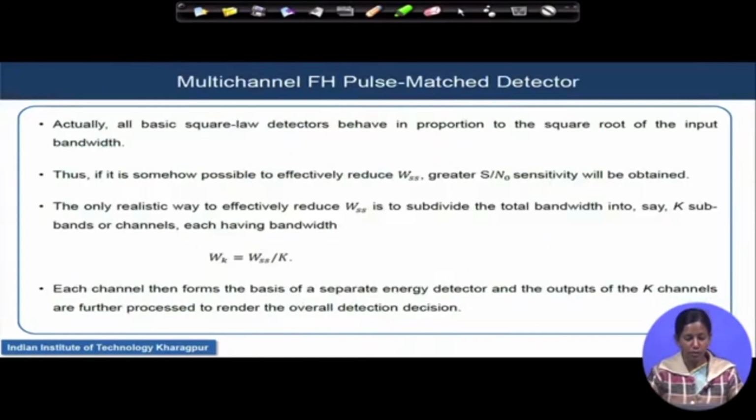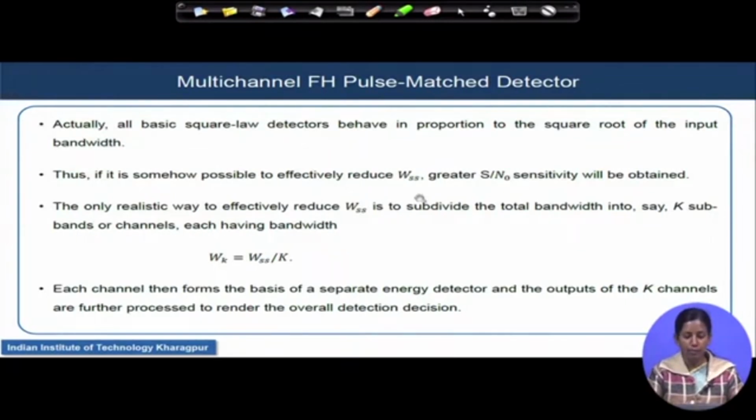The key point from this equation is that all square law detector outputs are proportional to the square root of the input bandwidth. So, greater sensitivity, or greater detection possibilities, can be obtained if we can effectively reduce this WSS. But remember one thing: WSS is not under the control of the interceptor. This is the factor by means of which the communicator is spreading his own signal.